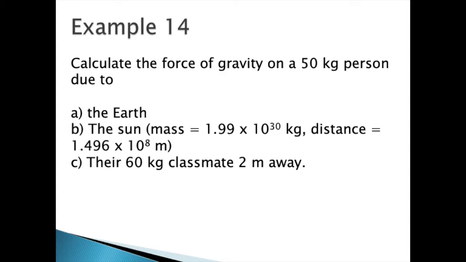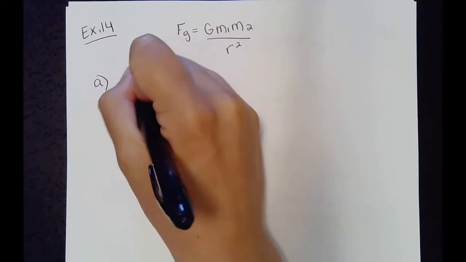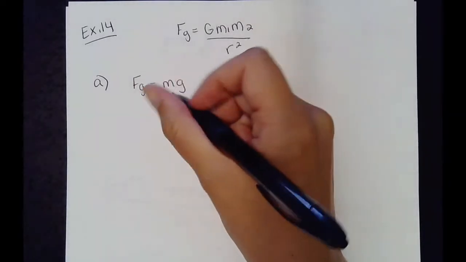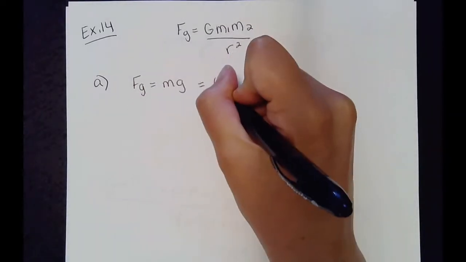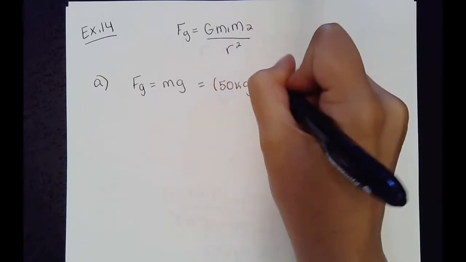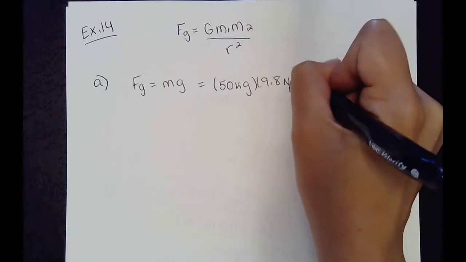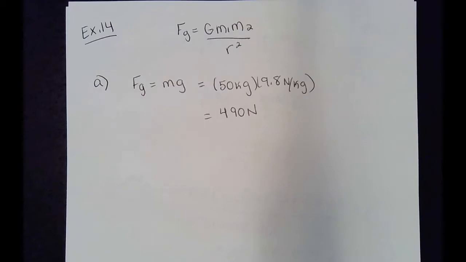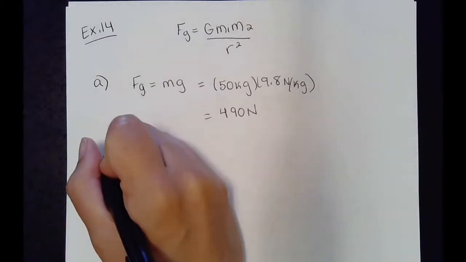Example 14, calculate the force of gravity on a 50 kilogram person due to A, the Earth, B, the Sun, and C, their 60 kilogram classmate 2 meters away. Okay, so assuming this person is on the Earth, we can use the shortcut form for gravity near the Earth's surface, which is Fg equals mg for part A. So that's going to be 50 kilograms times 9.8 newtons per kilogram, which we just verified, which is 490 newtons for the force on the person due to Earth near Earth's surface.